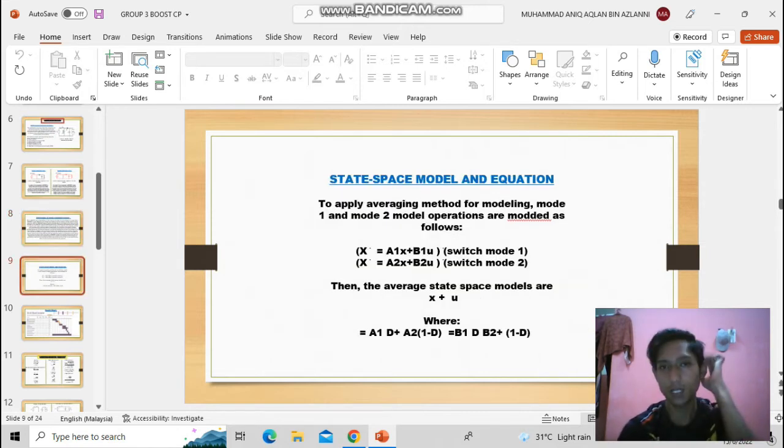So next is the state space model and equation. To apply every method for modeling, mode 1 and mode 2 model operation are made as follows. So this is the equation. This is the equation for mode 1 and then this is the equation for mode 2.